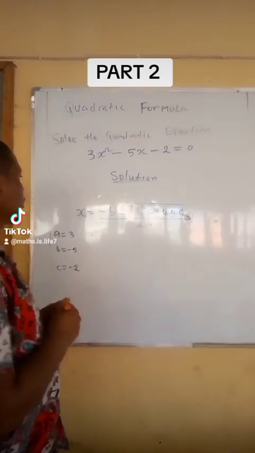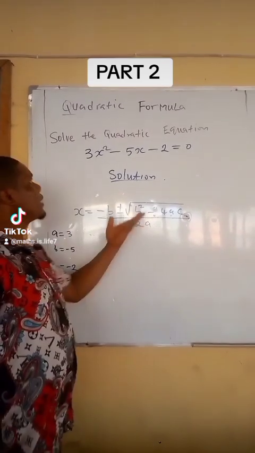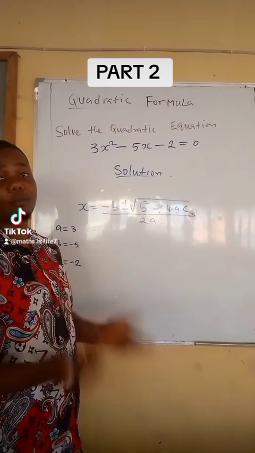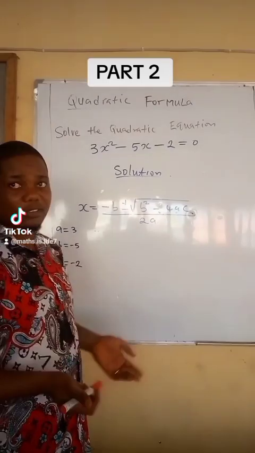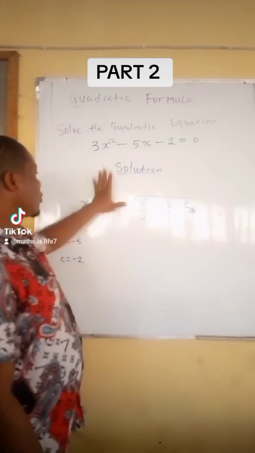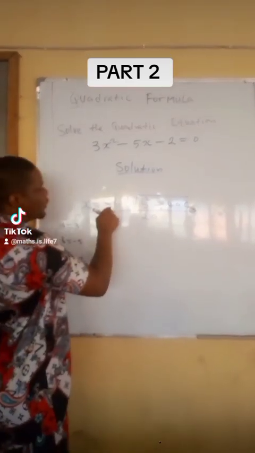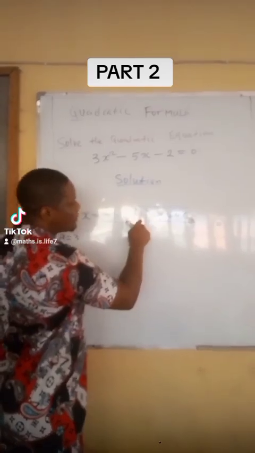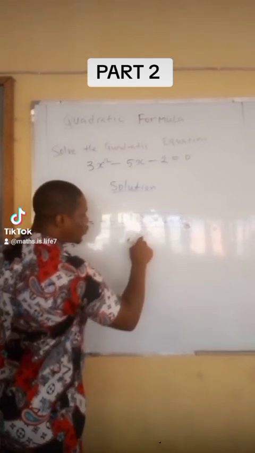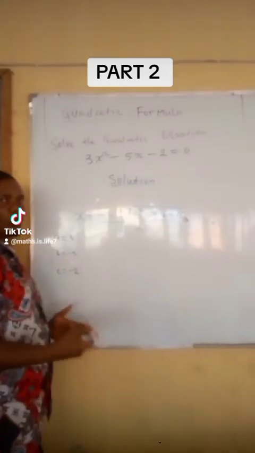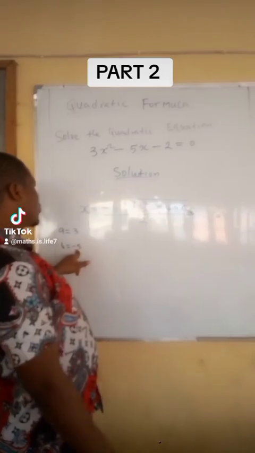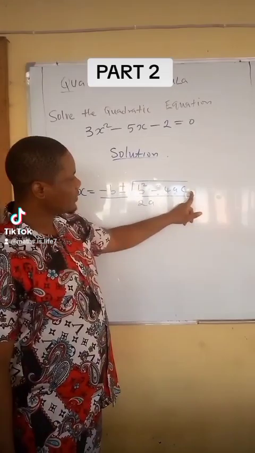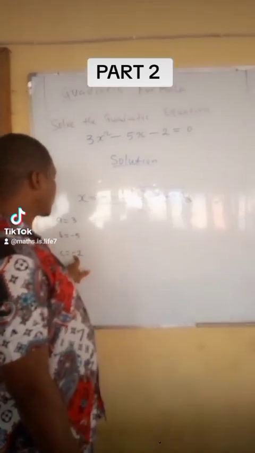A is 3, b is minus 5, and c is minus 2. Now, what's the essence of doing this? The formula method, or the quadratic method, is just substitution. It is one of the simplest methods that most persons like so well. Because the formula says minus b plus or minus the square root of b squared minus 4ac all over 2a, wherever I see b, I'll replace it with minus 5. Wherever I see a, I'll replace it with 3. And wherever I see c, I'll replace it with minus 2.